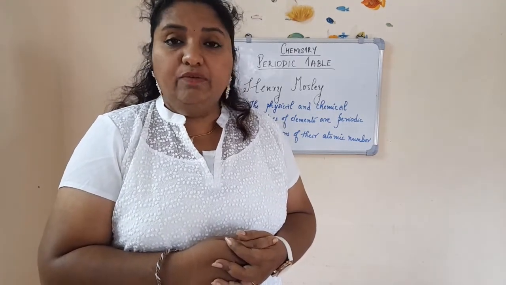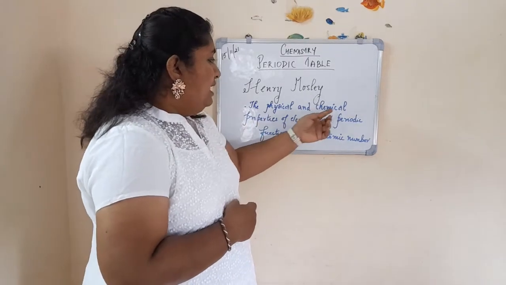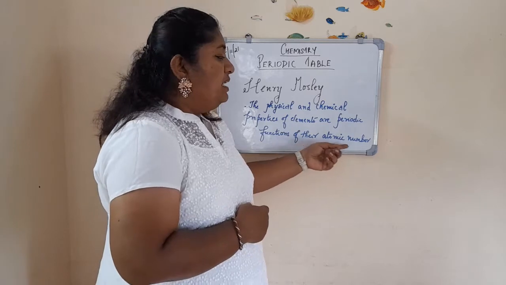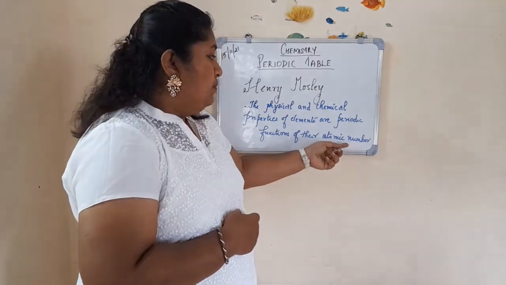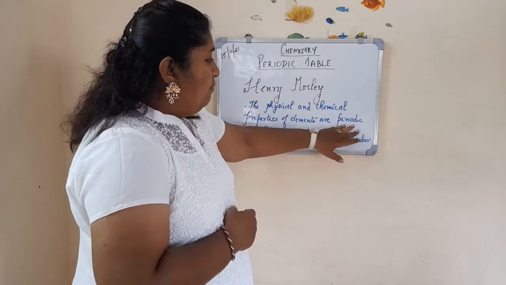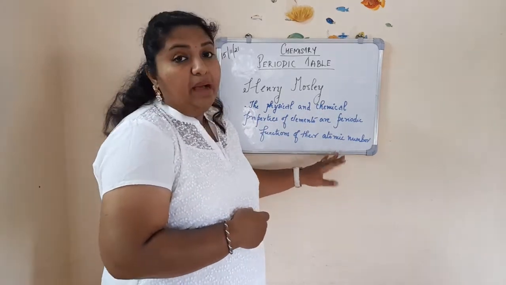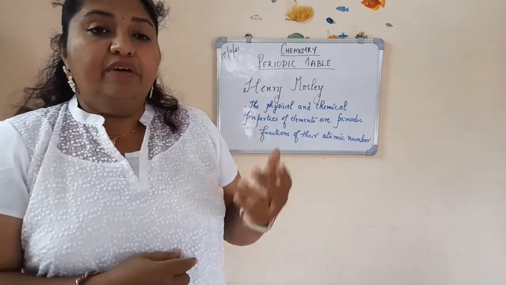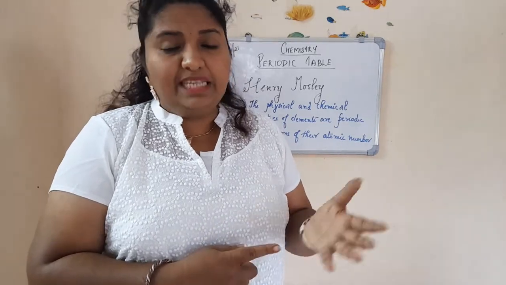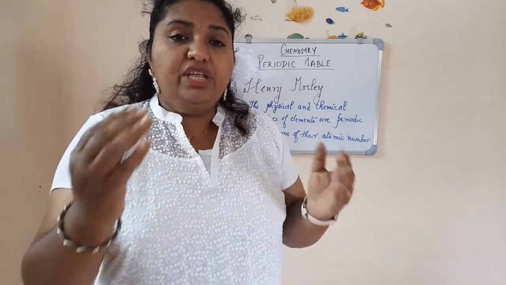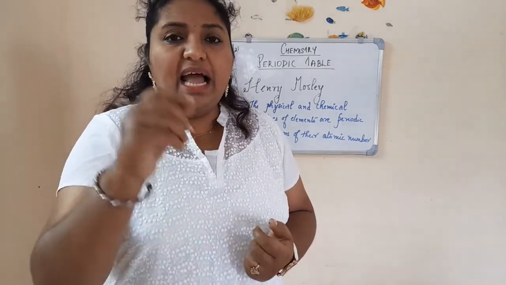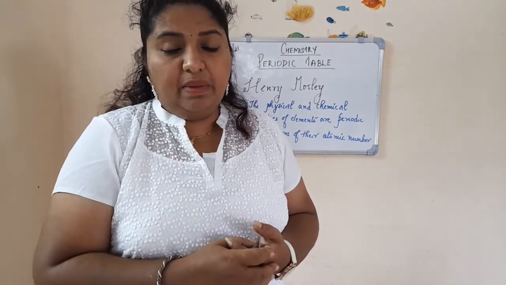The correction he made was that the physical and chemical properties of elements are periodic functions of their atomic number. Once more I'll repeat: the physical and chemical properties of elements are periodic functions of their atomic number. Earlier, John Newlands, Dobereiner as well as Mendeleev tried to arrange the elements according to atomic mass. So that was a major mistake made by them.